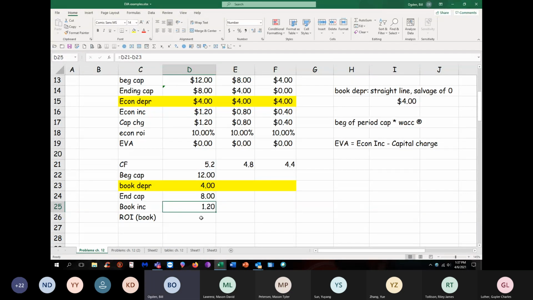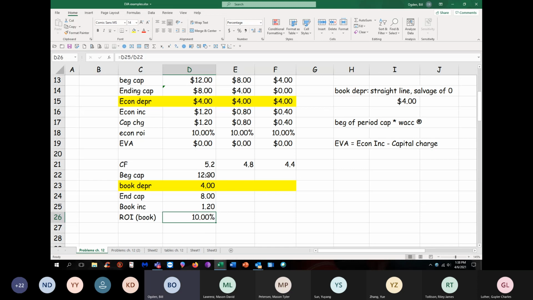We get $1.20. And our book ROI is calculated exactly as you would the economic ROI, except that you use book income instead of economic income. So let's try it. It equals $1.20 in book income, divided by the beginning capital. And so, do you see this? These are the same.